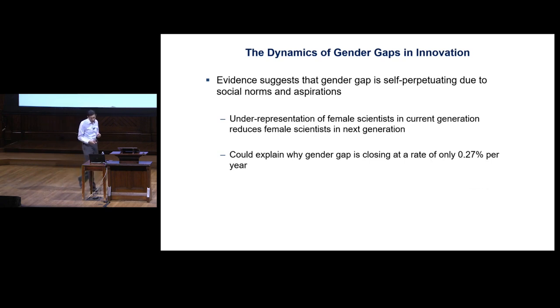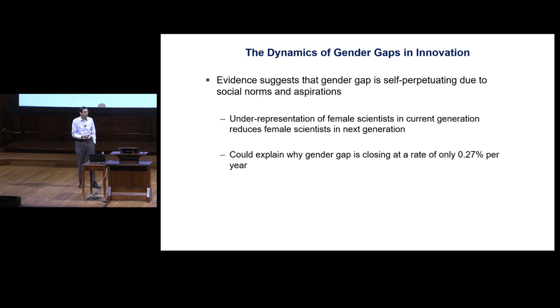So, coming back now to what this means for rates of innovation, economic growth, and opportunity, the way we started talking about these topics, what I think this evidence suggests is that the gender gap in innovation is in some ways self-perpetuating due to social norms and aspirations. At some level, basically what I've just shown you is that the underrepresentation of female scientists in the current generation effectively reduces the number of female scientists and inventors in the next generation, right? Because these exposure effects seem so important in practice.